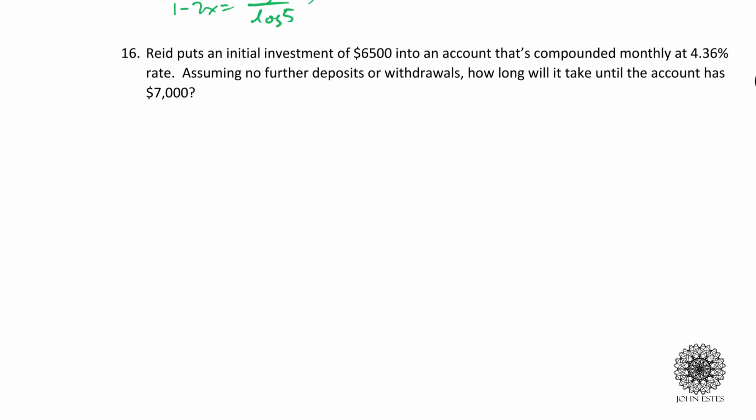Remember, your future value is your principal times 1 plus r over n, to the nt power. And I know most of this. I'm investing $6,500, so that's my P. I have a rate of 4.36%, so r is 0.0436. I'm compounding monthly, so n is 12. I don't know t, that's what I'm trying to solve for, but I do know that I want $7,000 when this is all done. So I have this equation and I'm trying to solve for t.